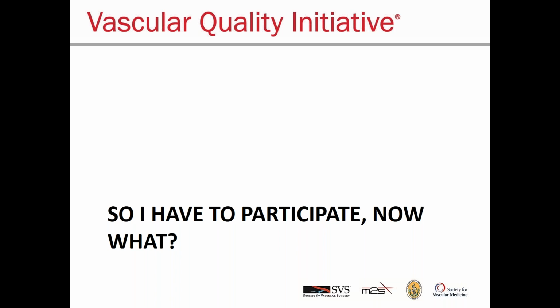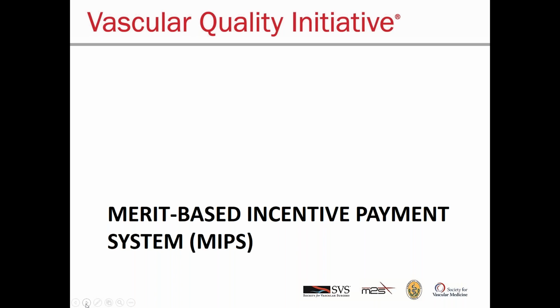And so let's say it says that you need to participate in the Merit-based Incentive Payment System. So you're probably going, okay, now I have to do this. What am I going to do? Right? You don't want to get the 4% penalties, so we need to know what we have to do.